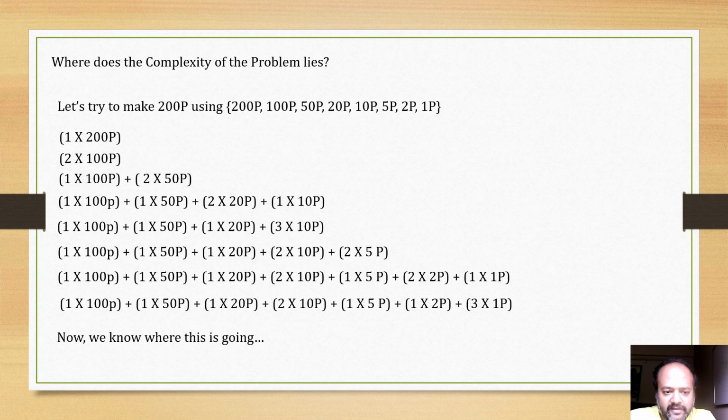Now you know where this is going, right? The complexity of the problem lies in listing down all the possible ways of how you could make 200 pice or 2 rupees using the coin denominations. This is where the complexity lies.